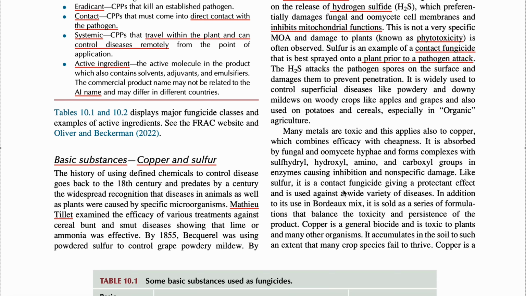Like sulfur, it is a contact fungicide giving a protective effect and is used against a wide variety of diseases. In addition to its use in Bordeaux mixture, it is sold as a series of formulations that balance the toxicity and persistence of the product. Copper is a general biocide and is toxic to plants and many other organisms. It accumulates in the soil to such an extent that many crop species fail to thrive.